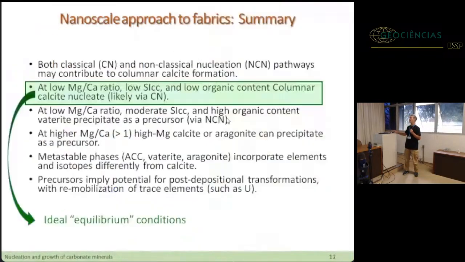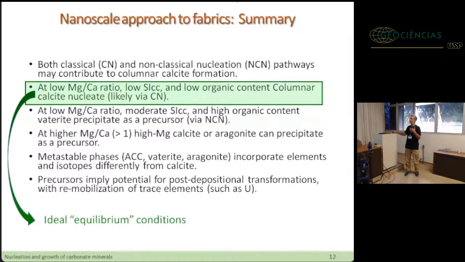columnar crystals. So, as a first summary, we can say that both classic and non-classical nucleation pathways may contribute to the final columnar calcite formation. And columnar calcite nucleates via classic nucleation at low magnesium ratio, low supersaturation, and low organic content. These are the basic standards in order to have columnar crystals.